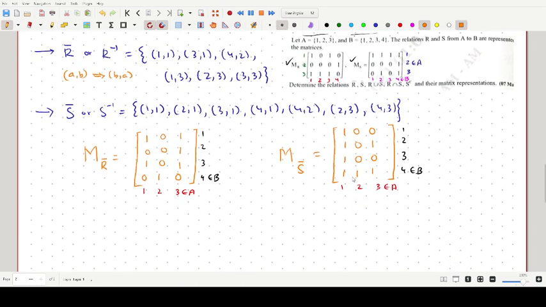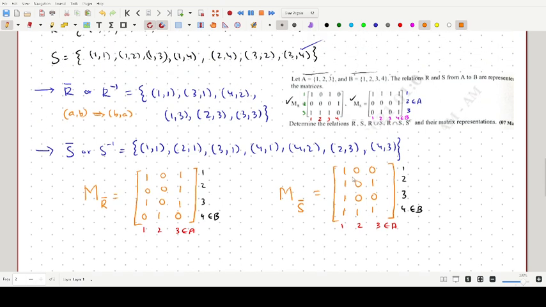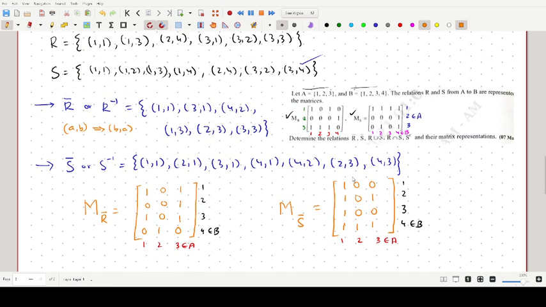All right, now let's try to move on and look at R union S and R intersection S, right? Okay, so let's see how we can do that, right? So R union S.